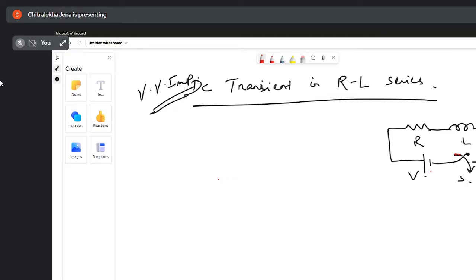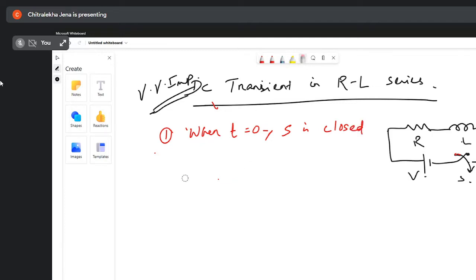All of you agree that no current will flow in the circuit once I have closed the switch. Once I have closed the switch, no current will flow in the circuit. All of you agree. So I will come to the first point: at the instant when t is equal to 0, S is closed. T is equal to 0, S is closed. Okay. So what will happen to the condition?